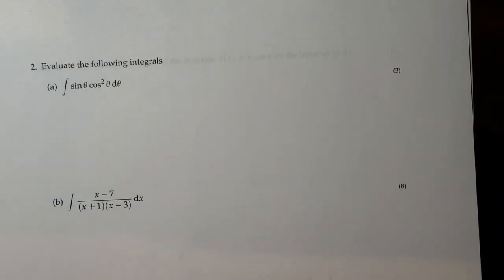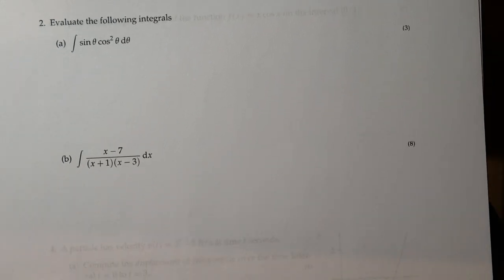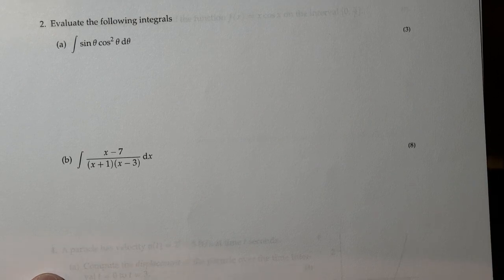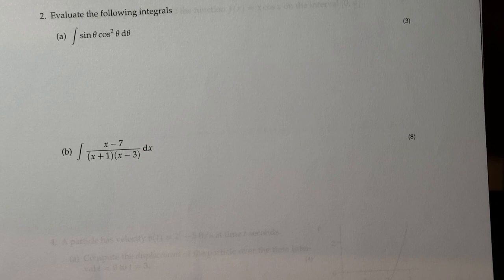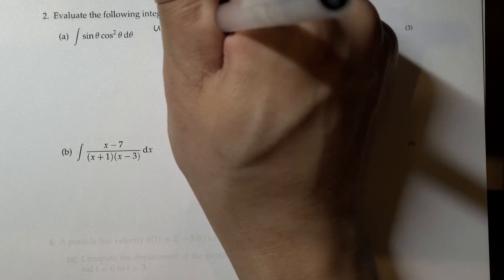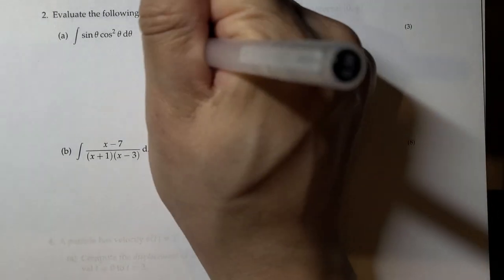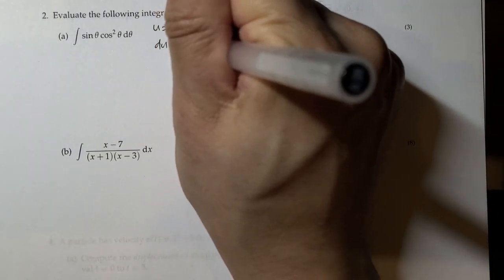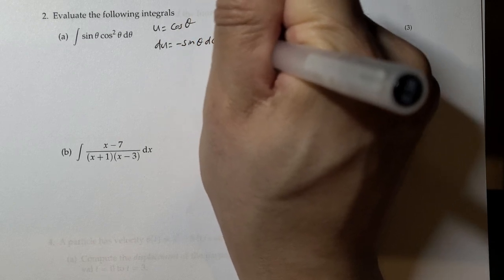Next, evaluate these integrals. First one is a trig integral. That's obvious because we have sines and cosines. We see we have an odd power for sine, so we want to save that. And then everything else we would change to cosine. There's nothing else to change, so we let u be cosine theta. du would be minus sine theta d theta.